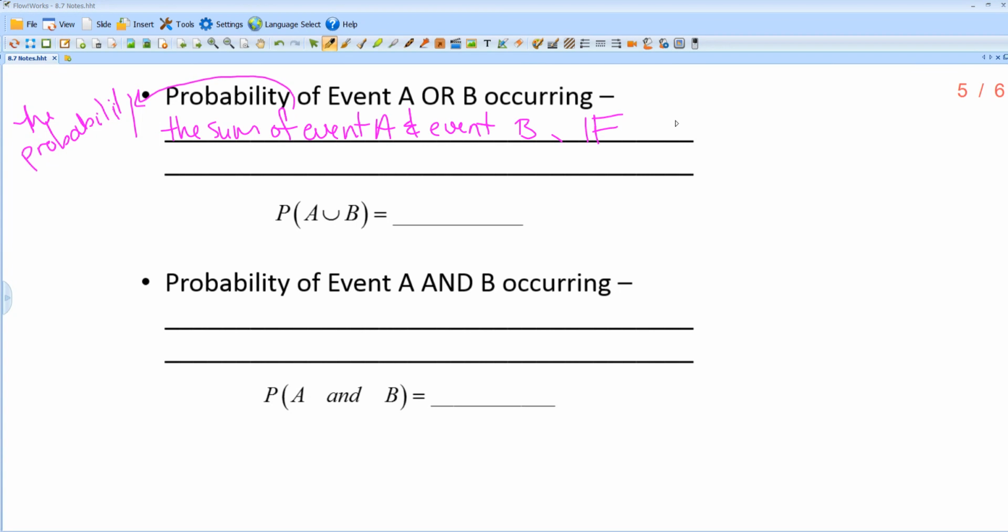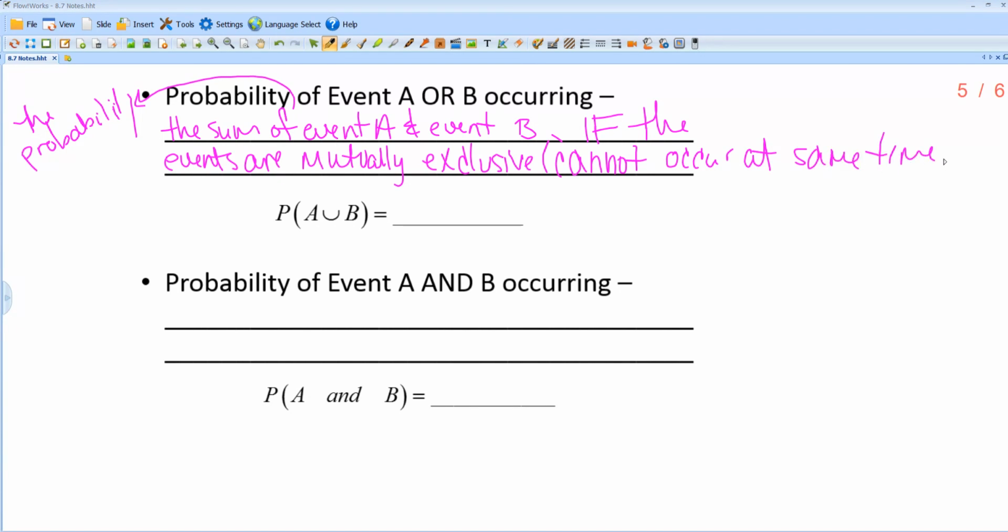if the events are mutually exclusive. And when we talk about mutually exclusive, what that means is that they cannot occur at the same time. And then the way that we write this is the probability of A in union with B, meaning or, is going to be the probability of A plus the probability of B. So that's for an or statement that is mutually exclusive.